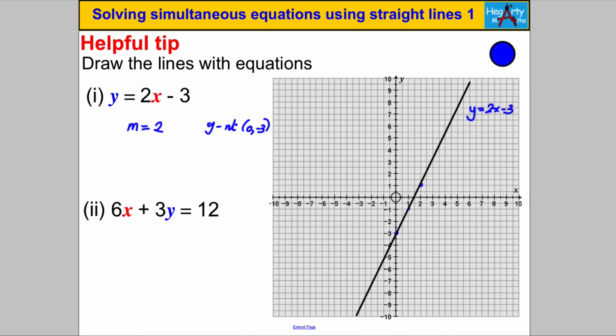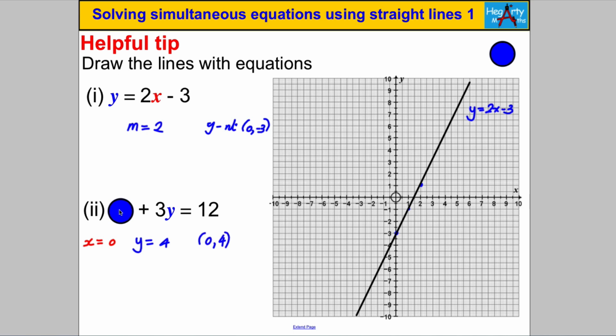So what you do is you can say to yourself, imagine x was 0. When x is 0 in here, what is y? So if x was 0, then 6x would be 0, wouldn't it? That would just disappear. And 3y would be 12. Dividing both sides by 3, you would get that y is equal to 4. So you know the graph goes through 0, 4.